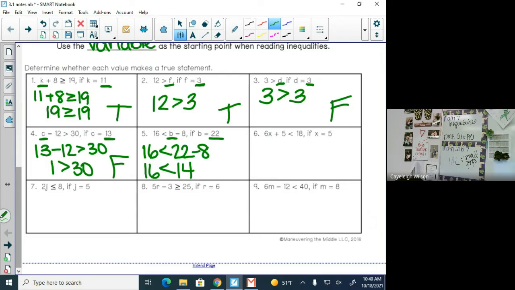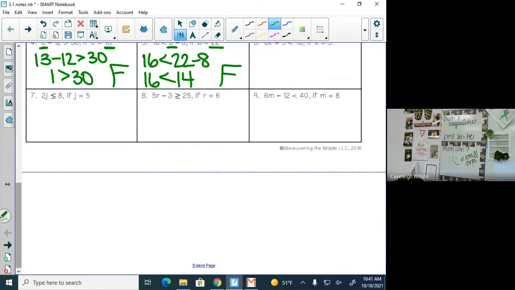Guys, come on, let's focus. It's eating the 14. So that means it's saying 14 is bigger than 16. No, that's false. All right, I'm going to skip. We're going to do number 7. We're going to do number 6 in a minute.